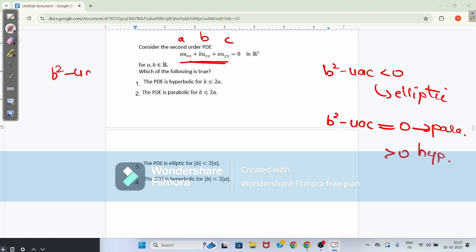B square minus 4a square here. Now when you equate this value to 0, b equals 2a. Now when b is less than or equal to 2, this is also not parabolic. If mod b is less than mod 2, this is elliptic, this is the correct option, and this is also the wrong option that we have.